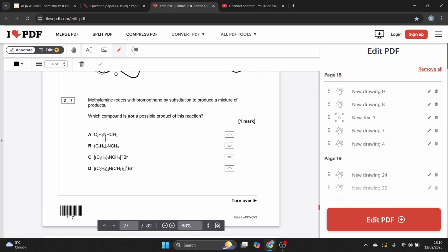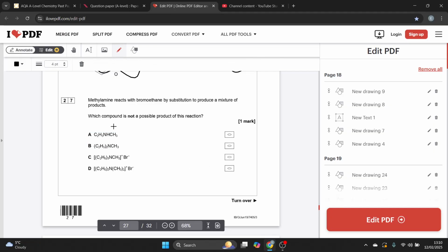Methyl amine reacts with bromoethane by nucleophilic substitution. Definitely A and B are going to be produced, possible products. Left with C and D. Well, C, methyl amine. Yeah, I've got the CH3, right? Perfect. It's got to be D. That's not a possible product.